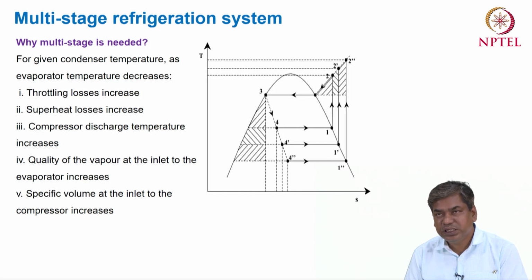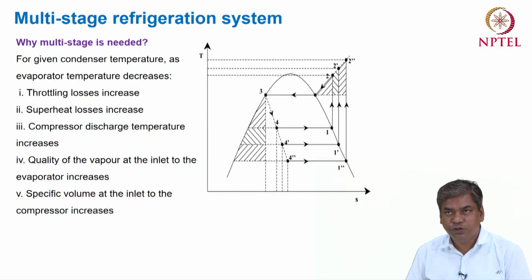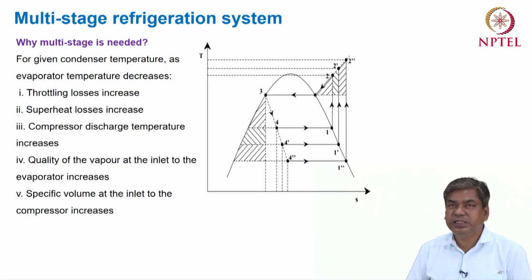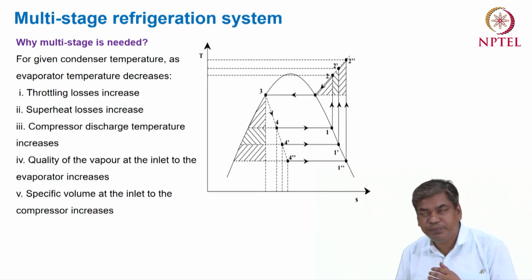In this case we can also see that if the inlet compressor condition changes from point 1 to 1 double dash, the specific volume will increase. If the specific volume increases, that will increase the volume flow rate in the compressor, and that will ultimately increase the total size of the compressor.